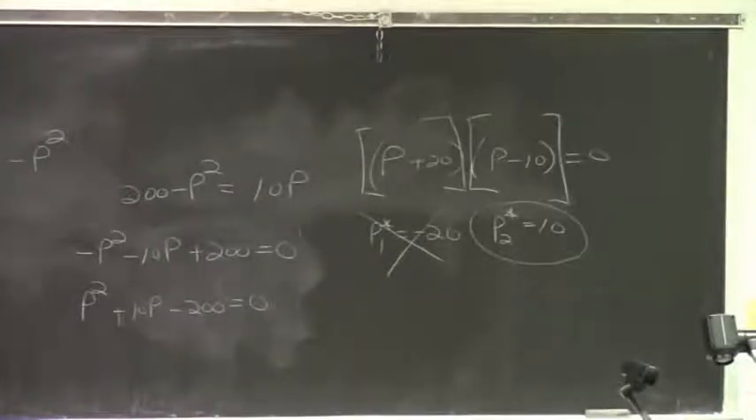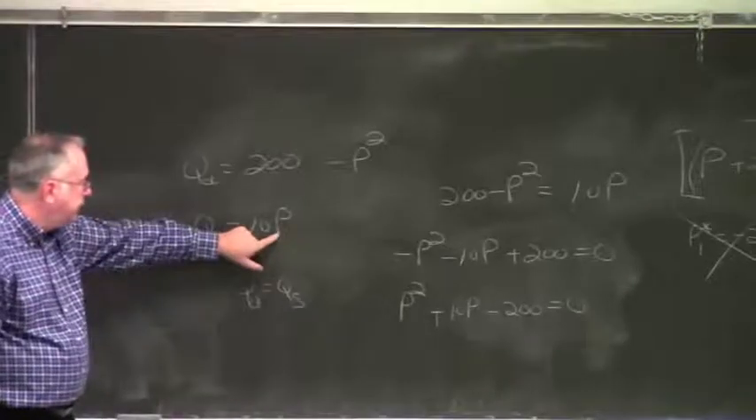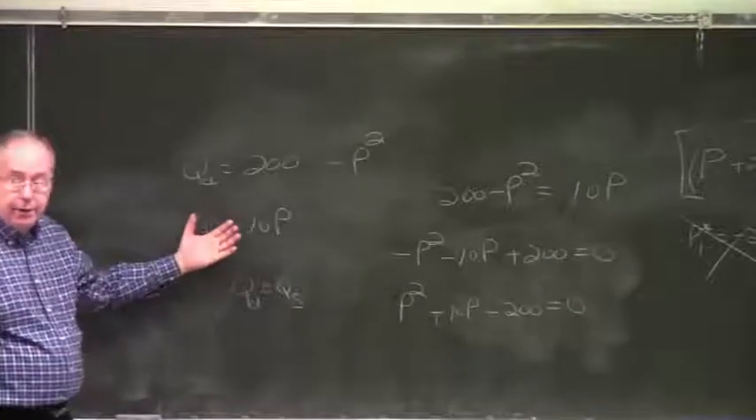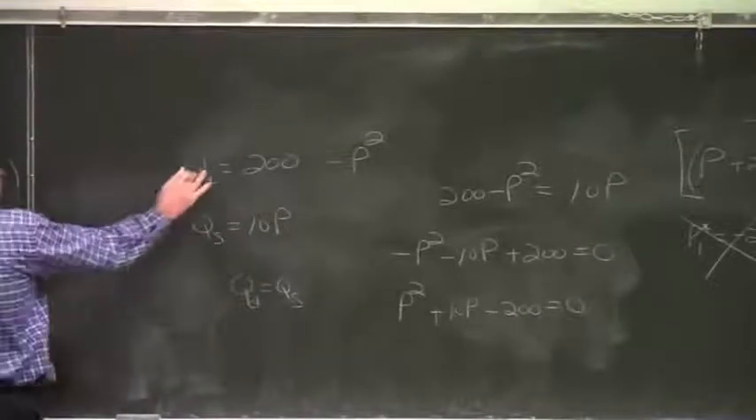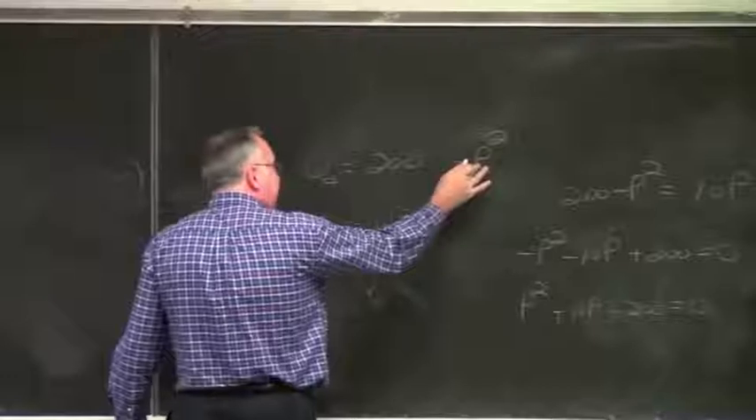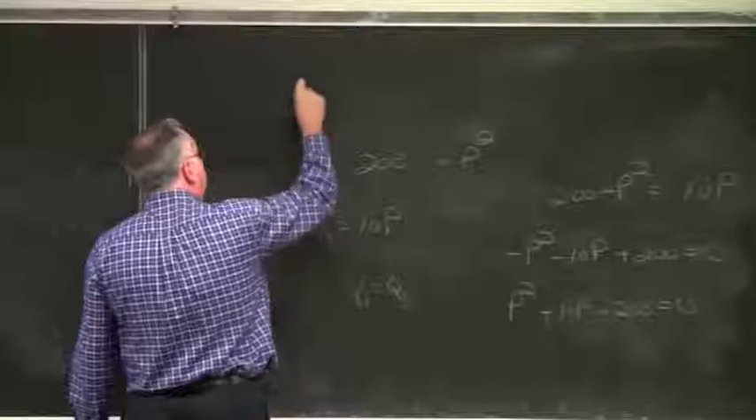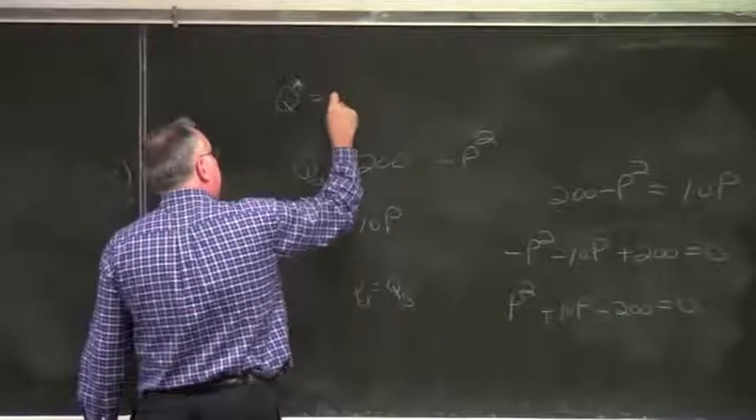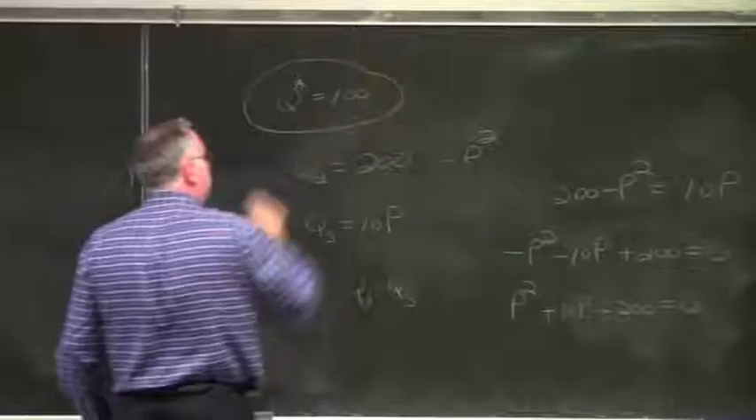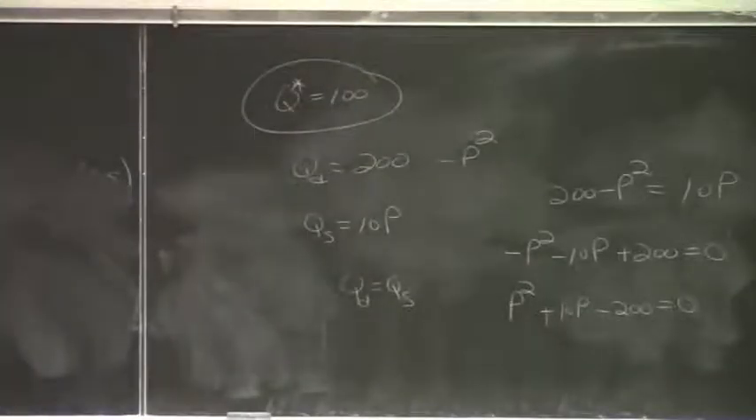Once you have that equilibrium price, it's easy to get the equilibrium quantity. You just substitute into either the demand curve or the supply curve, letting P be equal to 10. You substitute in the supply, 10 times 10 is 100. If you substitute in demand, 200 minus 10 squared is 200 minus 100 equals 100. So you can see that Q star must be 100. And that's the equilibrium quantity, corresponding to p2 star equals 10.